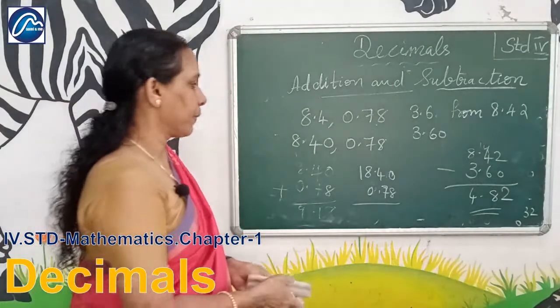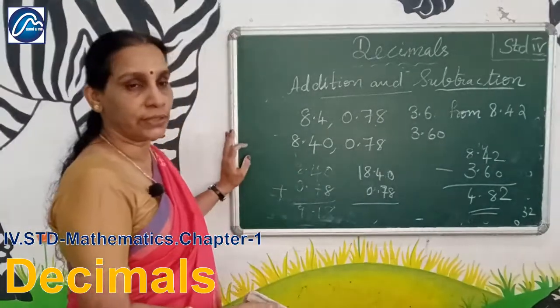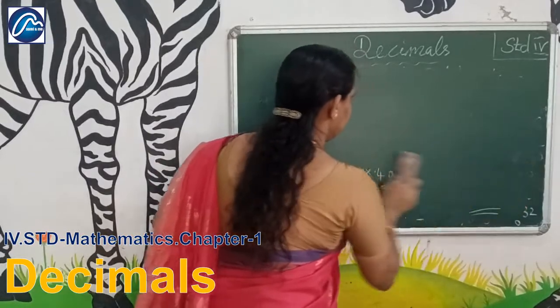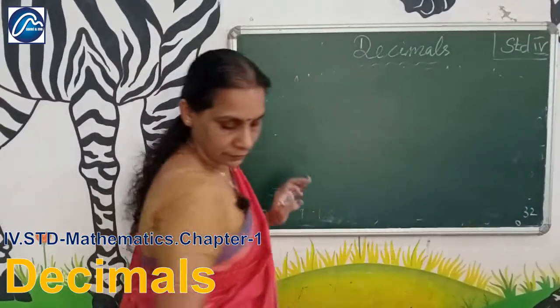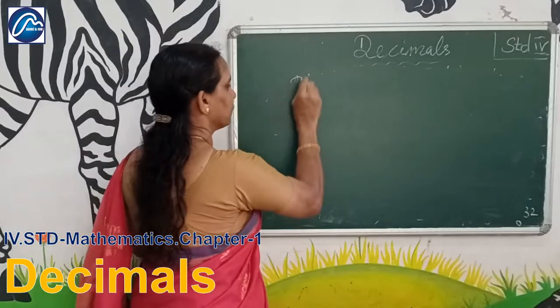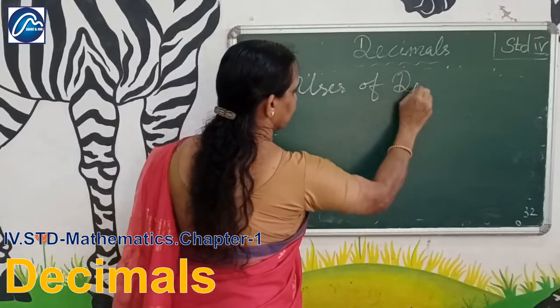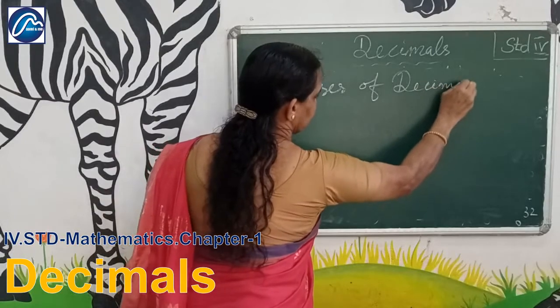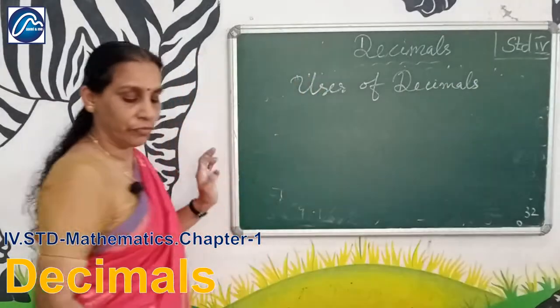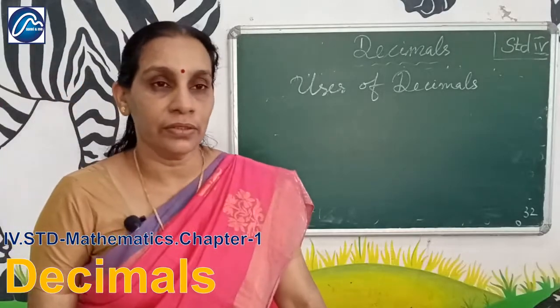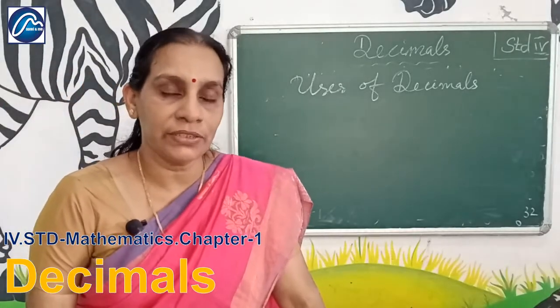Okay. Next one, uses of decimals. When you are telling, 100 paise makes 1 rupee.